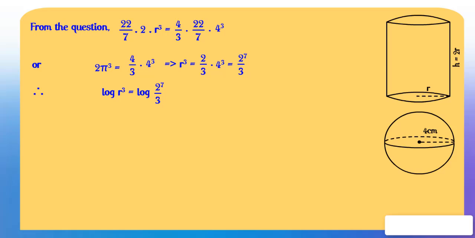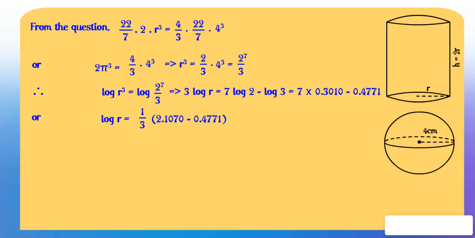Therefore, taking logs on both sides, log r cube is equal to log 2 to the power 7 by 3. This implies thrice log r is equal to 7 log 2 minus log 3, which is equal to 7 into 0.3010 minus 0.4771. Or log r is equal to 1 by 3 into (2.1070 minus 0.4771), which is equal to 1 by 3 into 1.6299, which is equal to 0.5433.